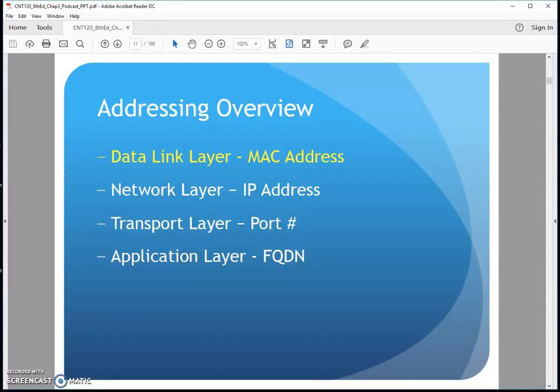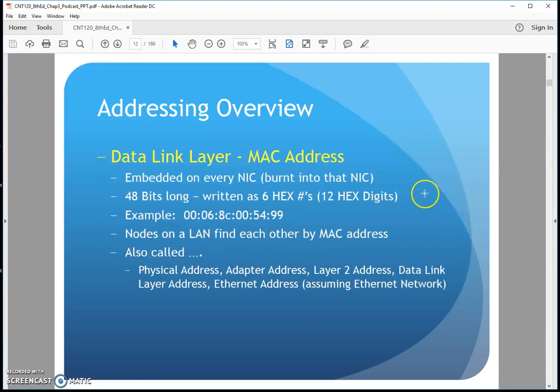All right, CNT120. We're now going to look more specifically at our data link layer addressing, or our MAC address. So let's dig in with a little bit more detail now. First thing, remember, this is the address that's burnt into my NIC, my network card, meaning it's hard-coded in. It's not something that's changed.